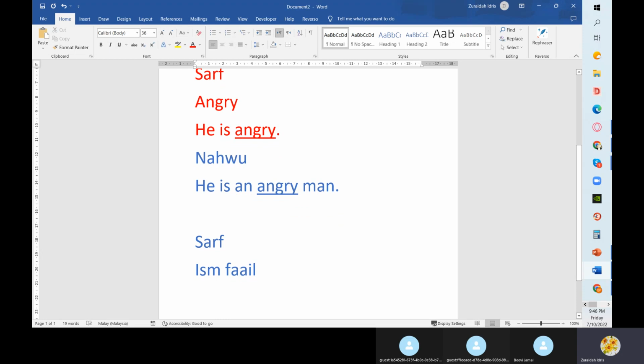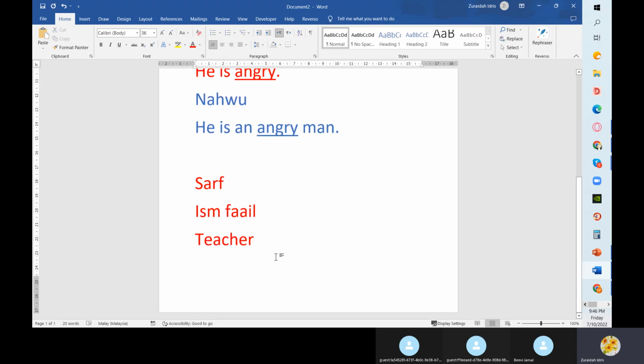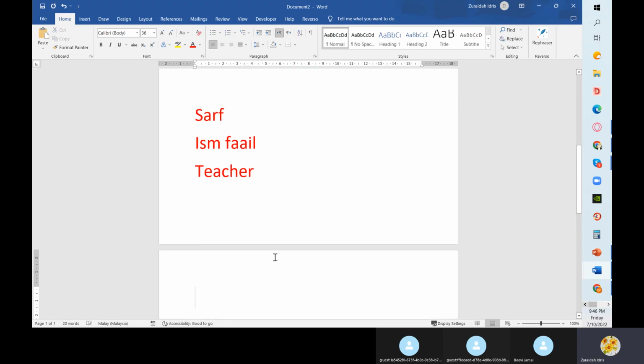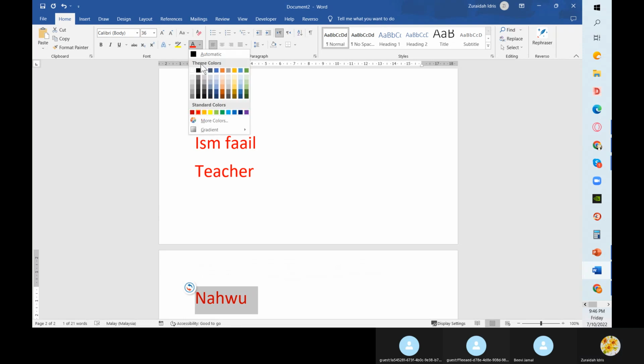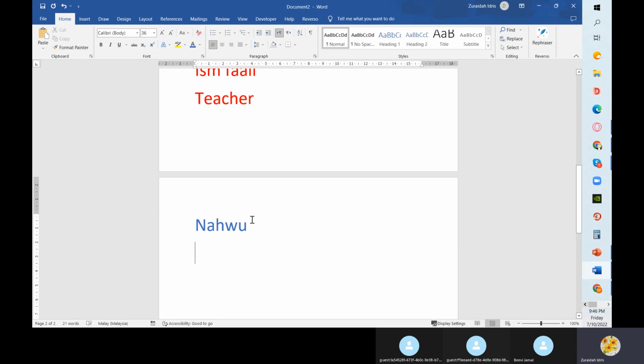When you have isim fa'il, we have the word er attached to the end of the word, right? So we have an isim fa'il that is teacher. But when you apply the word teacher in Nahu, we're going to the next page now. In Nahu, it can be a number of things. It's not just teacher as in the word teacher, because Saf is all about the word, right? But in terms of Nahu, teacher can be many things.